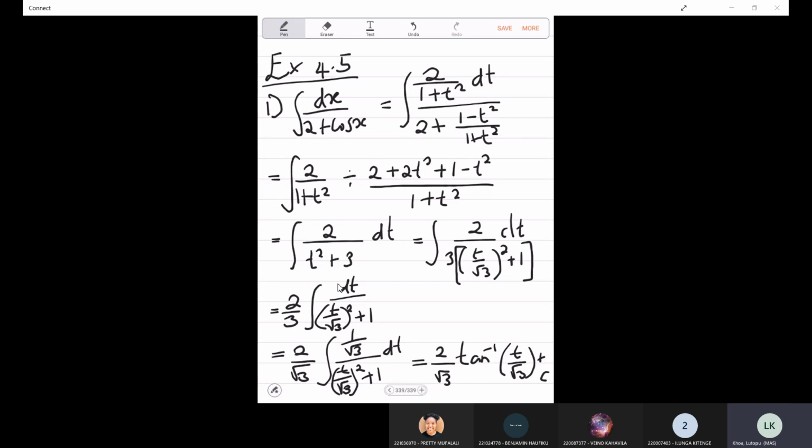Then again, remember there was no t in the question, so what we need to do is rewrite t in terms of x. So we have 2 over the square root of 3, tan inverse of 1 over the square root of 3, and then tan of x over 2, plus our constant of integration.